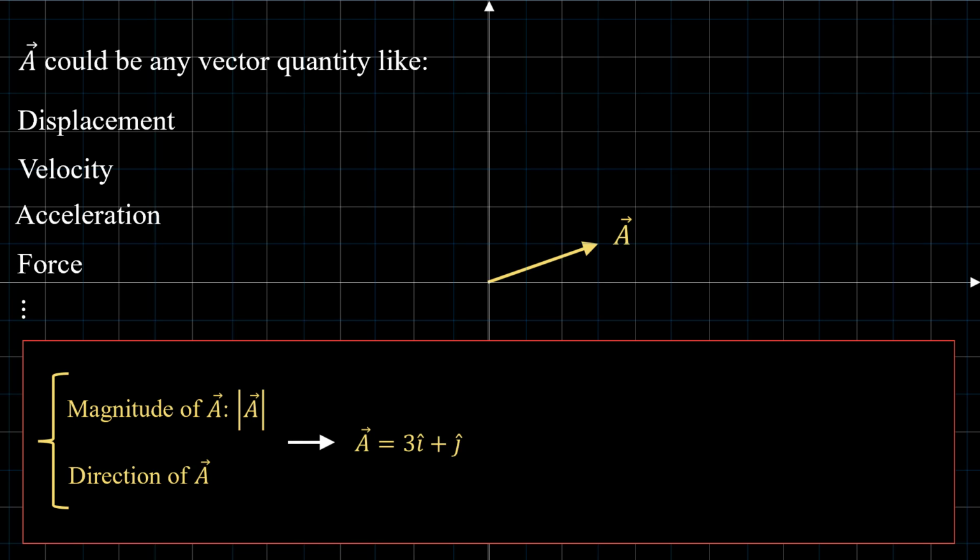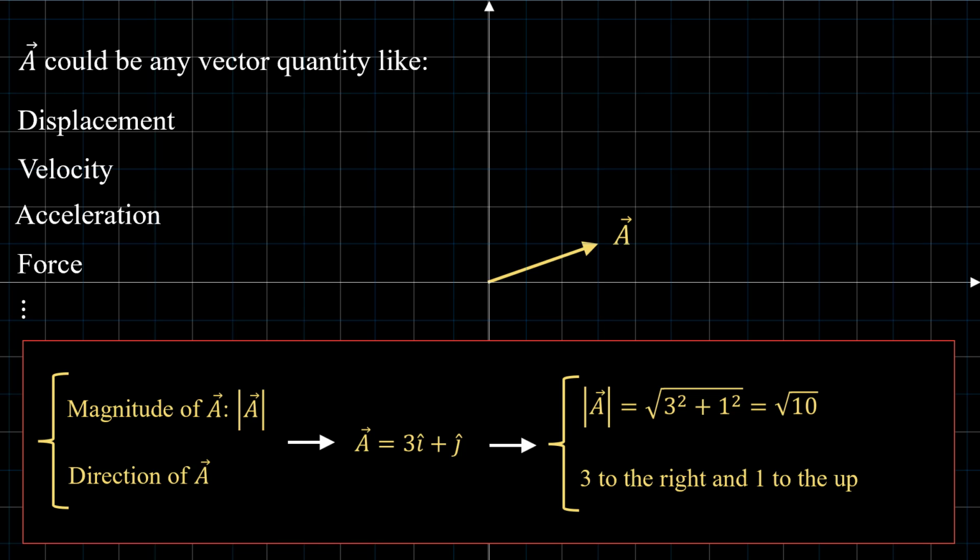From this component representation, we can calculate the magnitude of A, which is the square root of 3 squared plus 1 squared. Also, the direction of A is given: 3 units in the right direction or toward the east and 1 unit in the up direction or toward the north. So far, having this component representation or alternatively magnitude and direction is all we need to uniquely define a vector quantity. So here's a question. Does it matter where vector A is located in the coordinate system? The answer is no, at least so far.